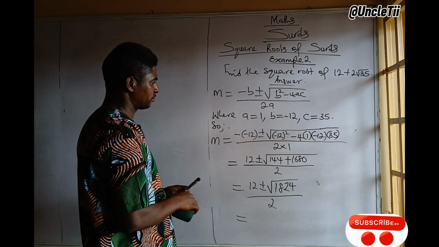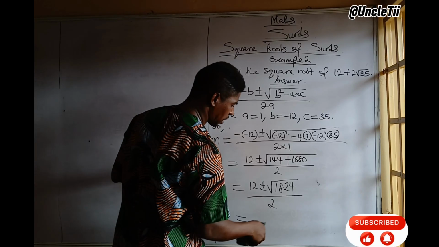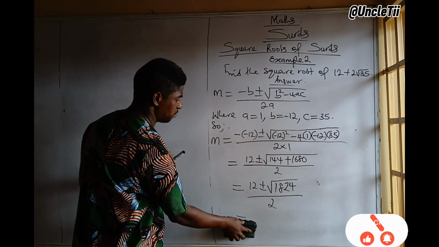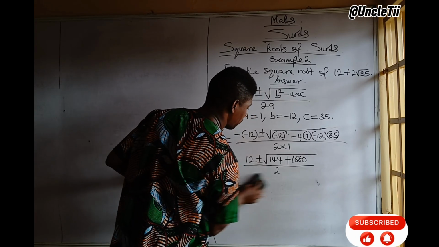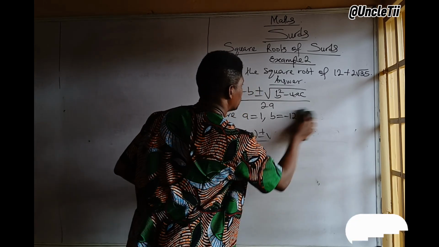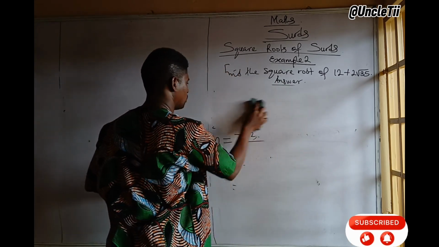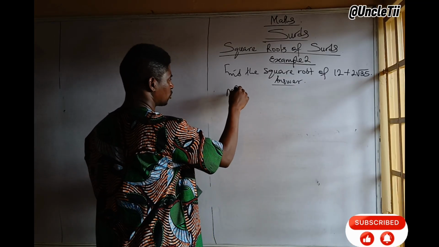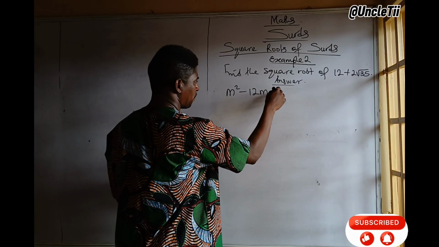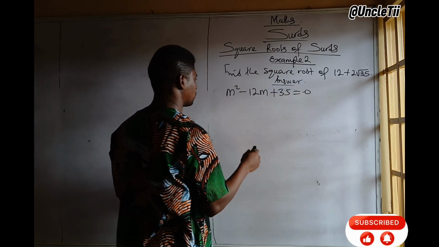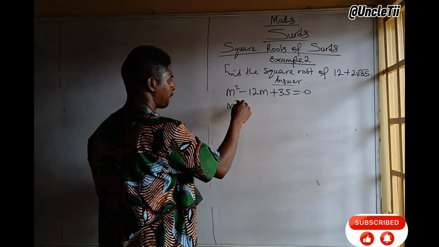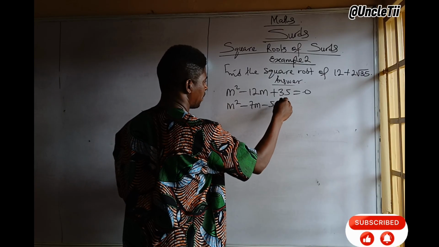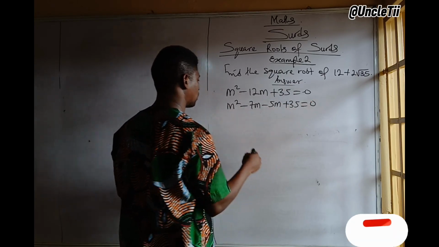Or alternatively, we can resolve it using method of factorization. We use method of factorization alternatively. Don't forget that what we have is m squared minus 12m plus 35 equal to 0. This will give us m squared minus 7m minus 5m plus 35 equal to 0.